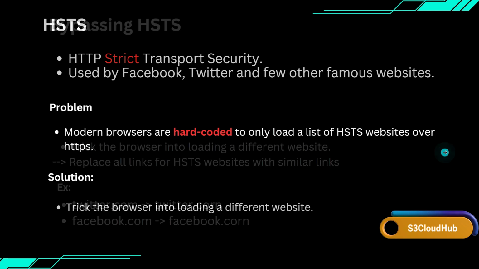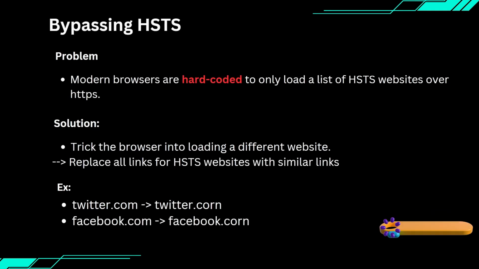So, how can we bypass this? The only practical solution is to trick the browser into thinking it's loading a different website. We do this by replacing the HTTPS link with similar looking but slightly different domains. For example, instead of facebook.com, we can replace it with facebook.com, spelled with R and N. I know this seems obvious when you hear it, but visually the letters R and N together look like M in the browser's URL bar. Another example is replacing twitter.com with twiter.com using just one T instead of two. This might sound confusing right now, but don't worry, I will show you exactly how this works in practice.